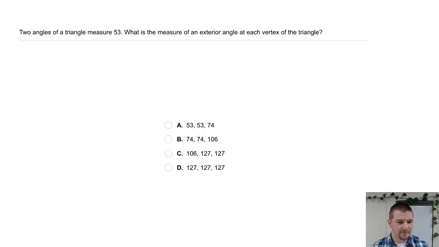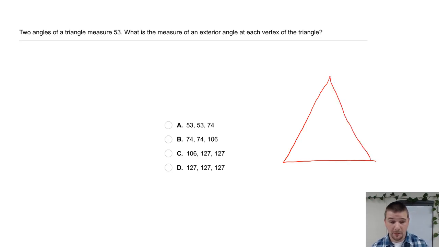Okay, your turn. Two angles of a triangle measure 53. What is the measure of an exterior angle at each vertex of the triangle? And I'm going to help you out with a diagram here. Remember, it's often useful to sketch the situation and label all the information you know. It says two angles of a triangle measure 53. So I've just sketched an arbitrary triangle. It kind of looks like an equilateral triangle, but that's not important. Two of the angles measure 53.